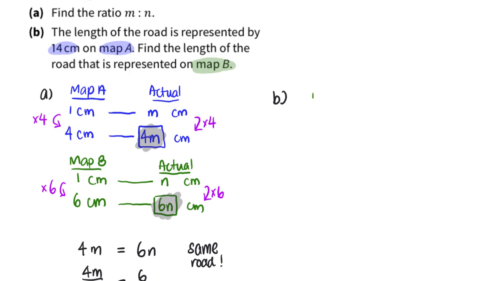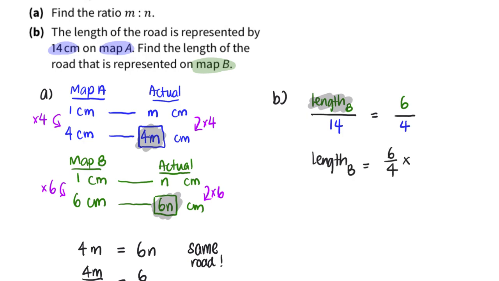the length on map B over 14 is equal to 6 over 4, which is the same proportion from previously, 6 cm and 4 cm. And from here, I will be able to get my answer easily. So the required length that is on map B will be equals to 6 over 4 times 14, 21 cm.